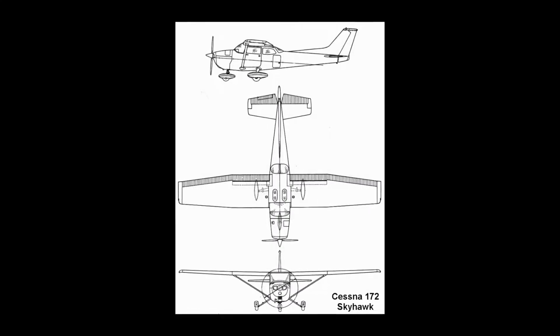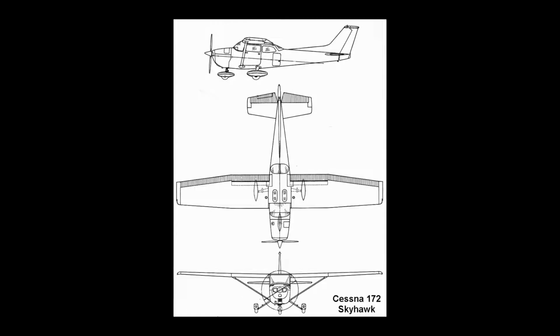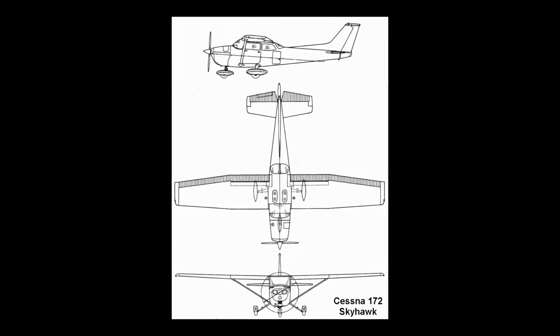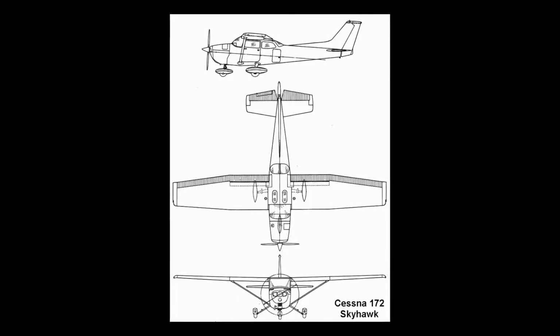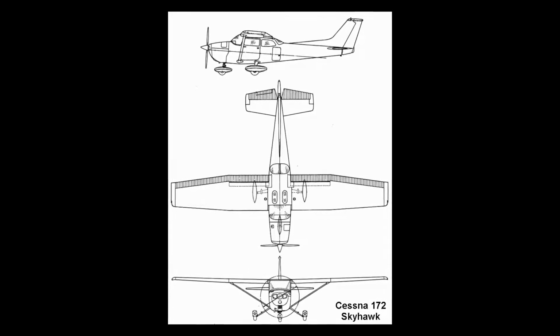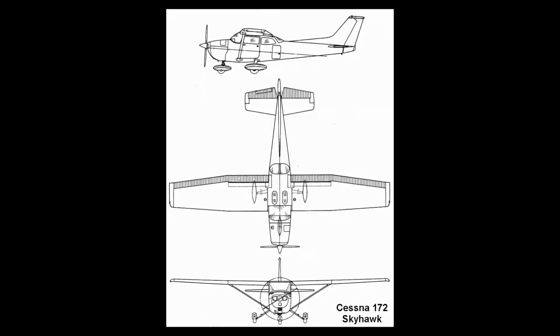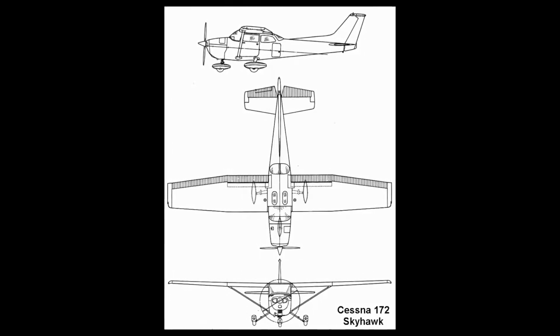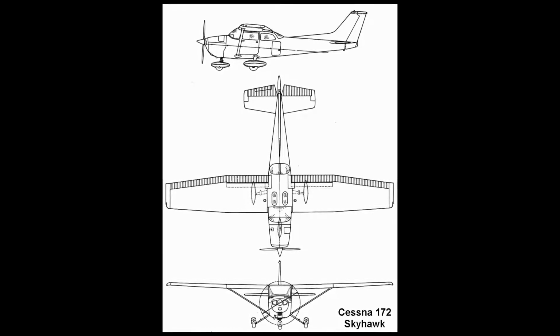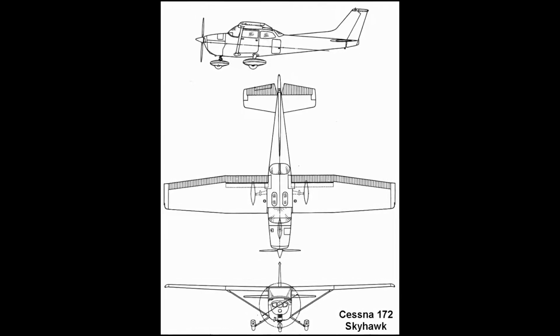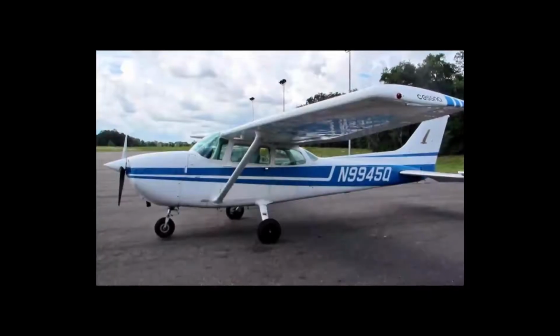A Cessna 172 is a single-propeller, 4-seat aircraft that is used by many student pilots learning to fly for the first time. It has a maximum takeoff weight of around 2,500 pounds. Now, pilots rarely try to take off at the maximum weight, so for the purposes of this demonstration, our Cessna 172 weighs about 2,000 pounds.